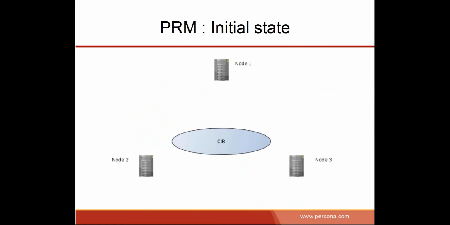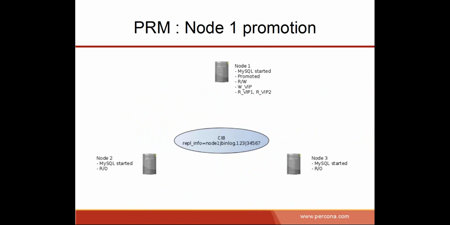So I have 3 nodes. Pacemaker is not started. We start Pacemaker. It promotes MySQL on the 3 nodes, and let's assume here it promoted node 1 as the master. Part of the promotion process is to publish the replication info data. This is published to the CIB, so all the nodes have it, which includes the current node being the master, the binlog file, and position.